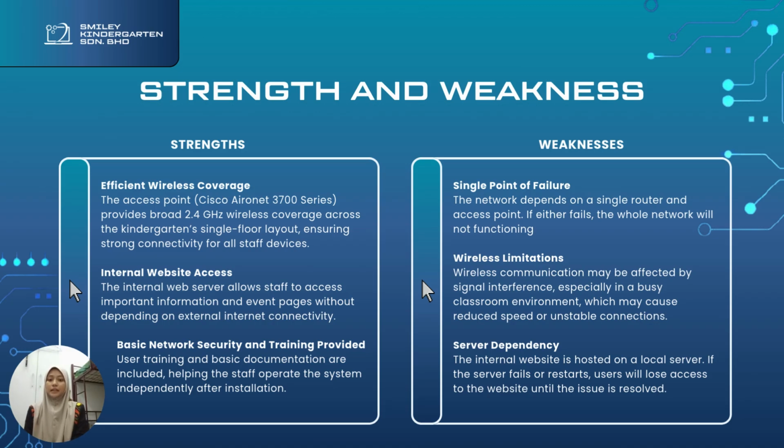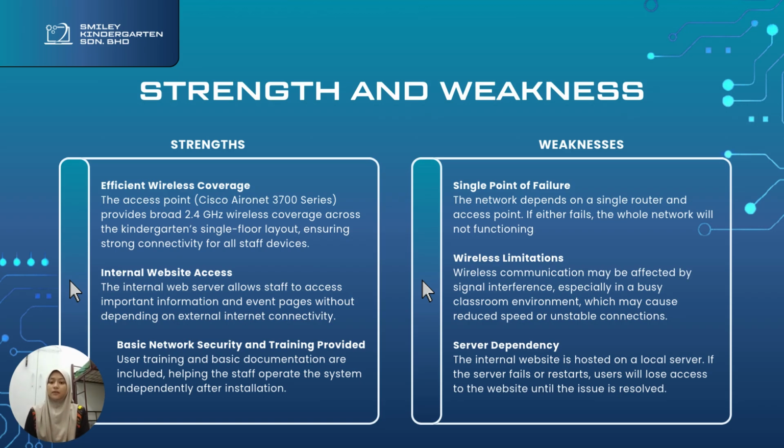And this is our strength and weakness. So for strength, we have efficient wireless coverage. The access point provides broad 2.4 GHz wireless coverage across the kindergarten site, a single floor layout, ensuring strong connectivity for all staff devices. For the second one, the internal website access.